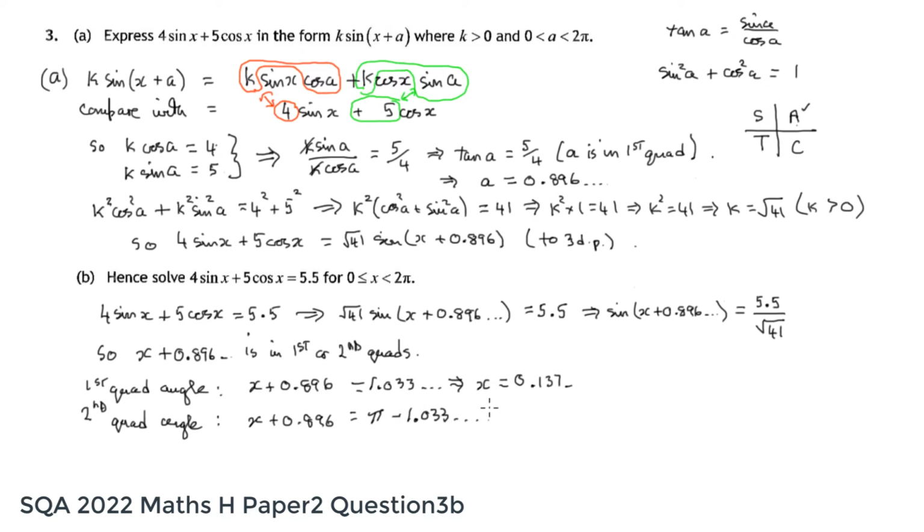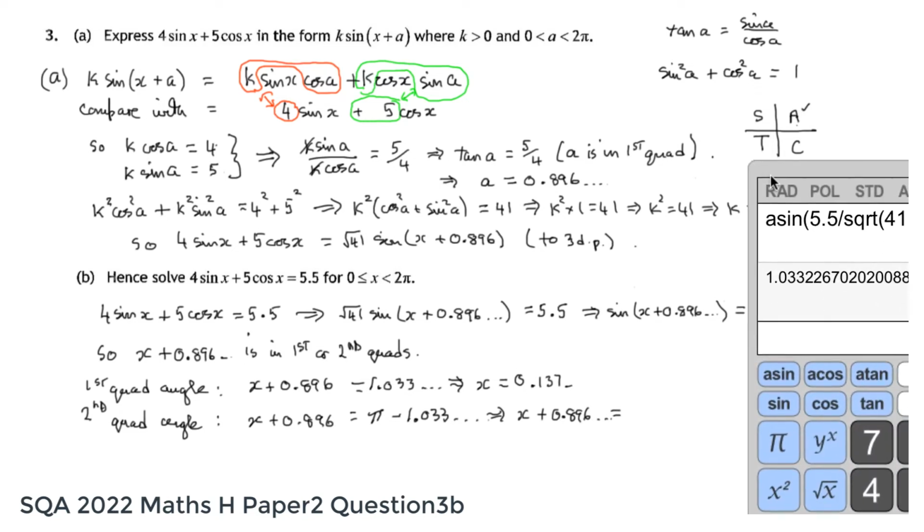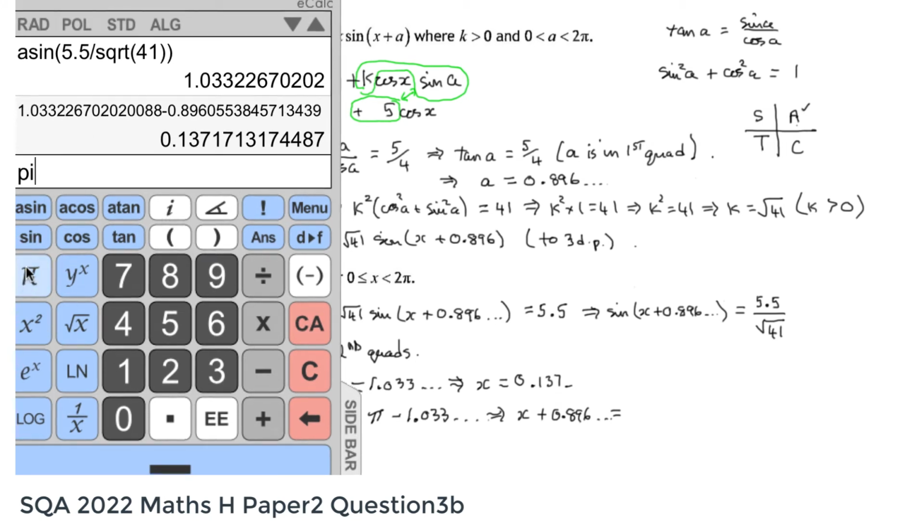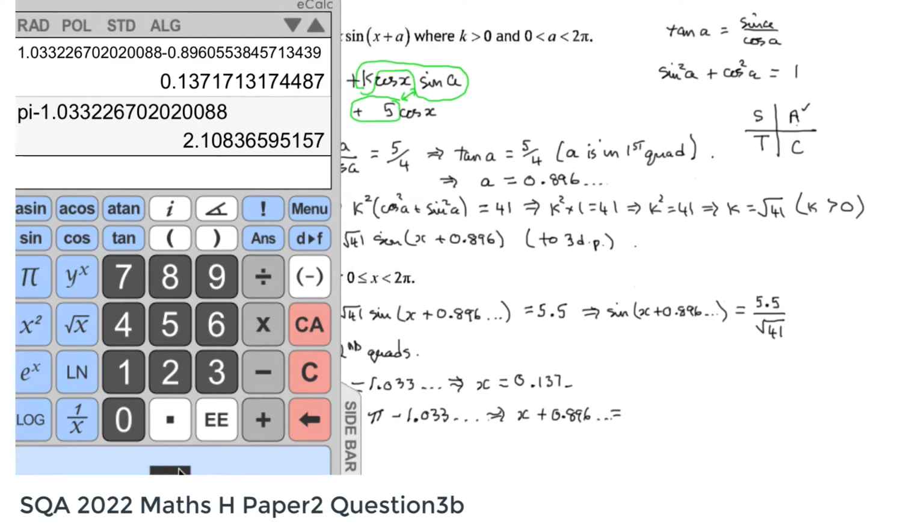So let's figure this out. That would imply that x plus 0.896 and so on is the same as, let's work out pi minus 1.033. So there's the pi button minus that number. So that now gives us 2.108 and so on.